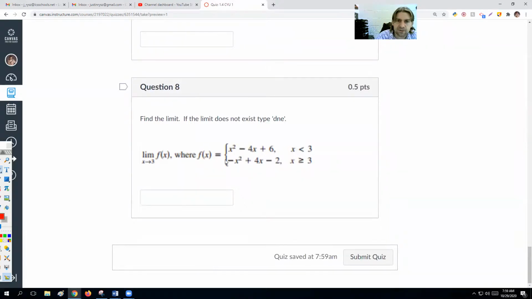For the piecewise function, if we didn't want to use a graphing calculator, we're going to plug in 3 for both of these, because that could be the potential discontinuous point. So the first piece, if I plug 3 into the top, 3 squared is 9, and then -12 plus 6. 9 minus 12 is -3, plus 6 is +3. Now we're going to plug it into the bottom and see what we get. 3 squared is 9, make that negative. Then plus 12 would be 3, minus 2. So that would be a 1.